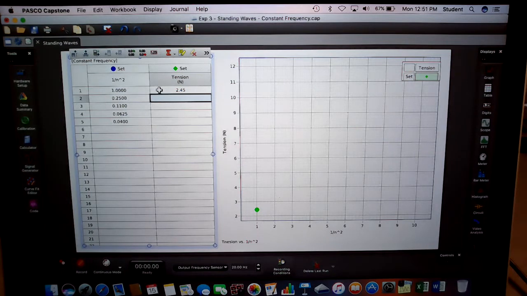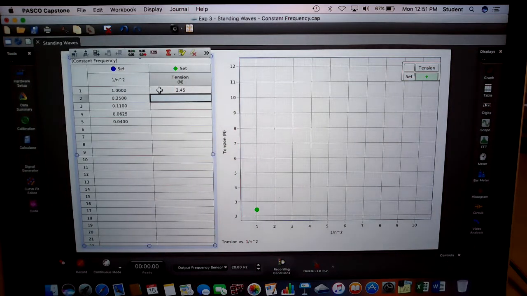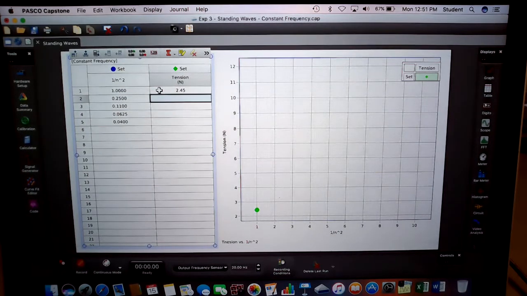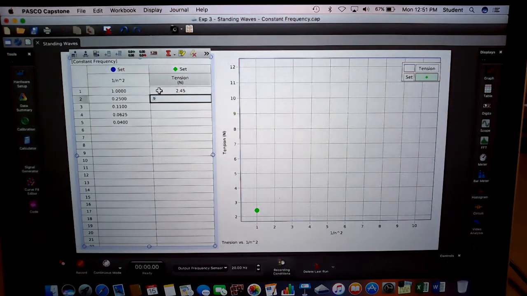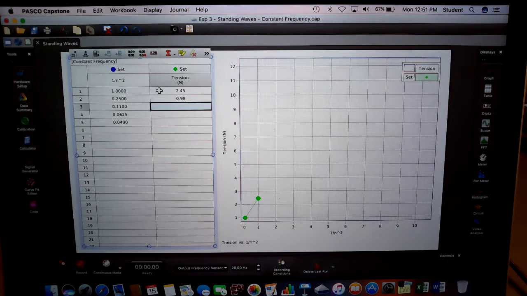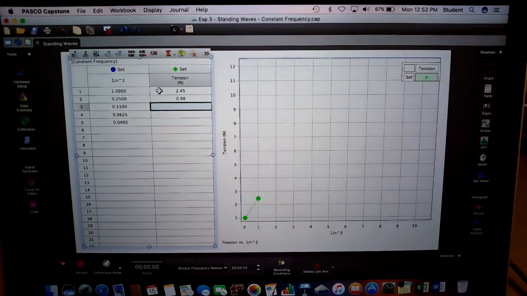All right, so now I'm going to do my next data point. And if you remember, that was an easy one. There I had just a 50-gram holder, and I had a 50-gram mass on that. So for that one, it's going to be 100 grams, 0.1 kilograms, times 9.8, which becomes 0.98 newtons.